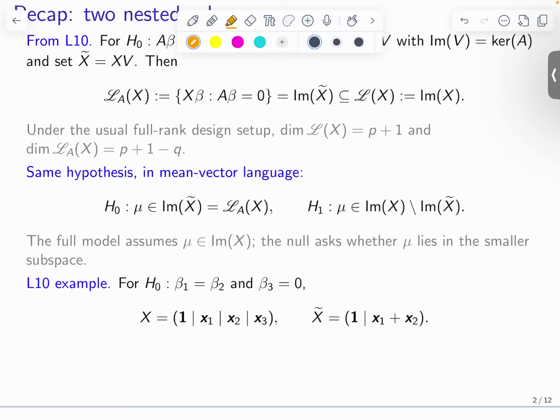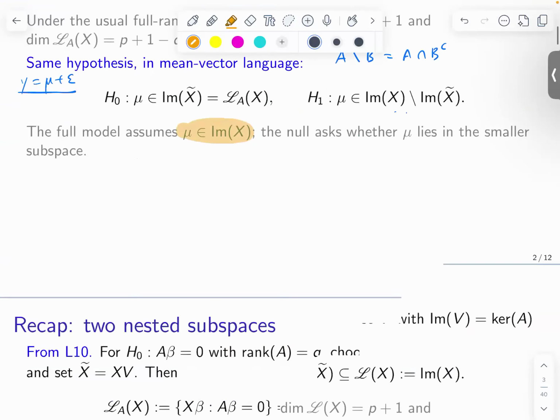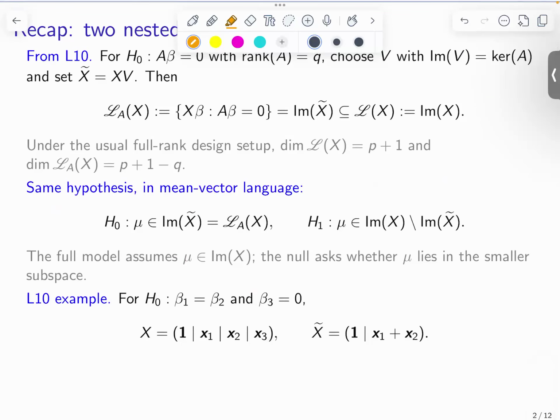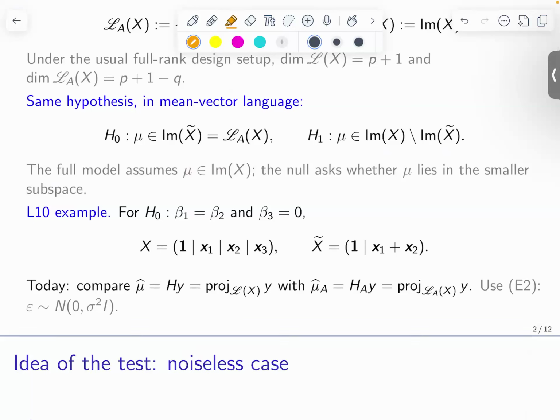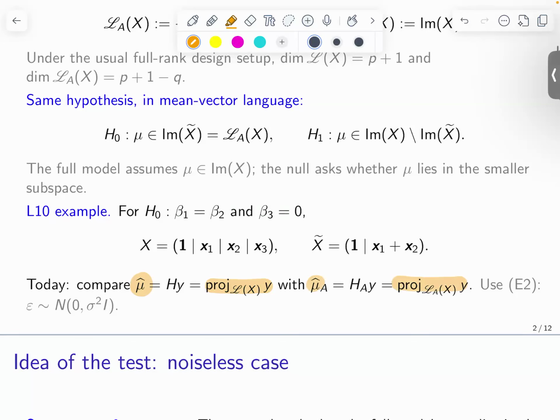In the example that we did in the last lecture, it's the same kind of situation: if you have beta 0 equal to 0 and then beta 1 equal to beta 2, the effect is that you get this new design. So you go from the image of this to the image of that. We already saw this. So the idea is that now we're going to fit the two models, which is equivalent to projecting. You project y onto the L of x, you get mu hat, and you project y onto the L of x tilde, you get mu hat a.